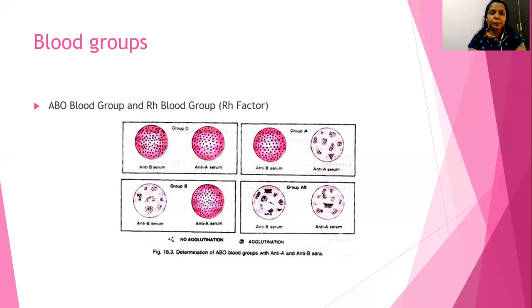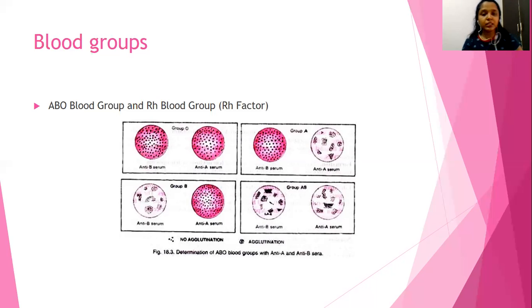So coming to my topic, I have to explain ABO blood groups. Along with that, I'm going to explain the RH factor. So why is the blood group very essential? What is the use of blood grouping? Why do we need to know the blood groups? Those are the things we'll be discussing in this topic.